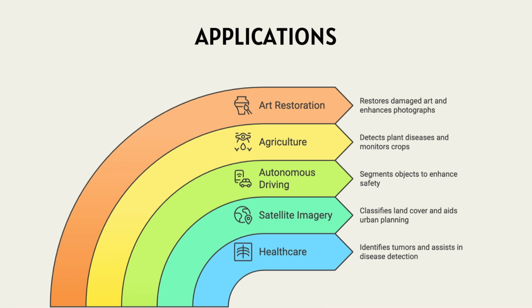Autonomous driving heavily relies on U-Net's real-time object segmentation to ensure safe navigation. It identifies pedestrians, vehicles, and lane markings, providing crucial information for self-driving systems. In agriculture, U-Net can analyze images of crops to detect diseases at early stages, allowing farmers to intervene promptly and prevent widespread crop damage, leading to improved yields and reduced pesticide use.